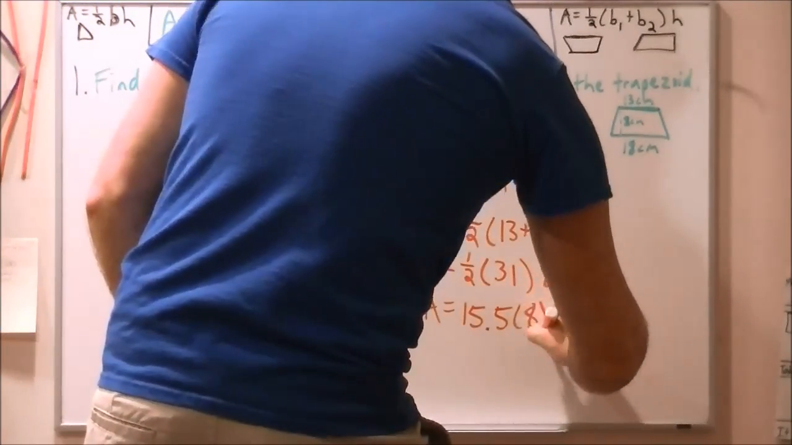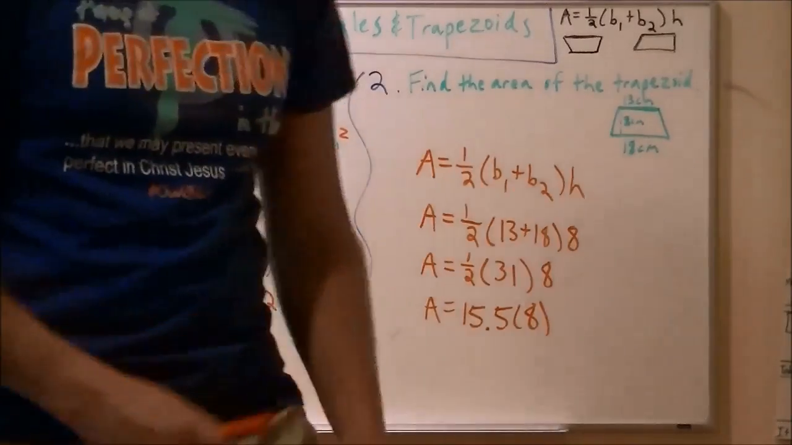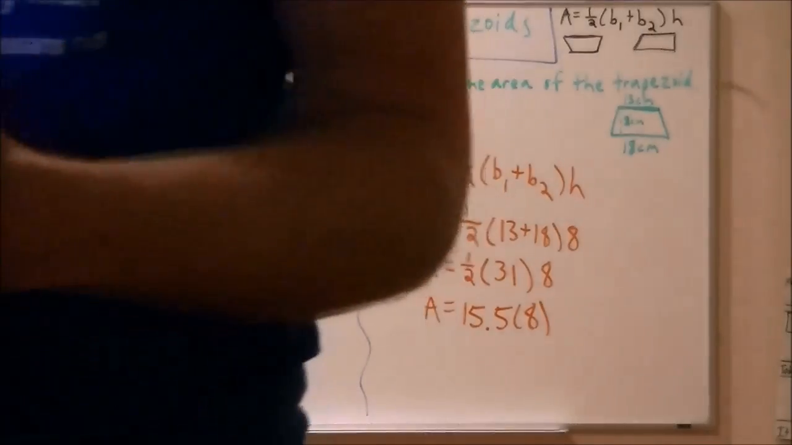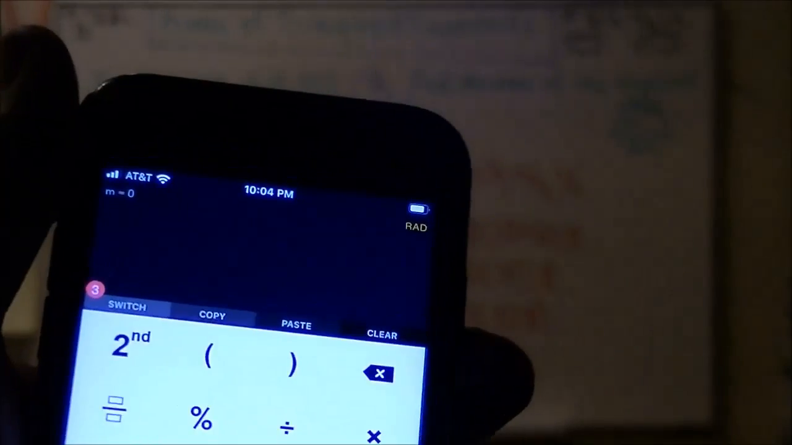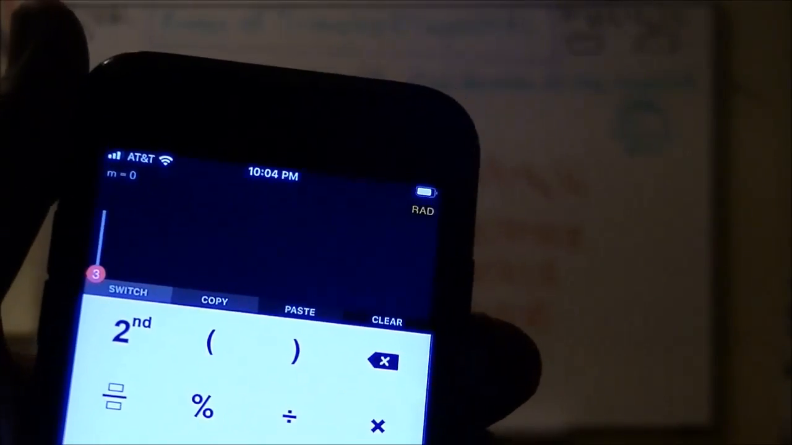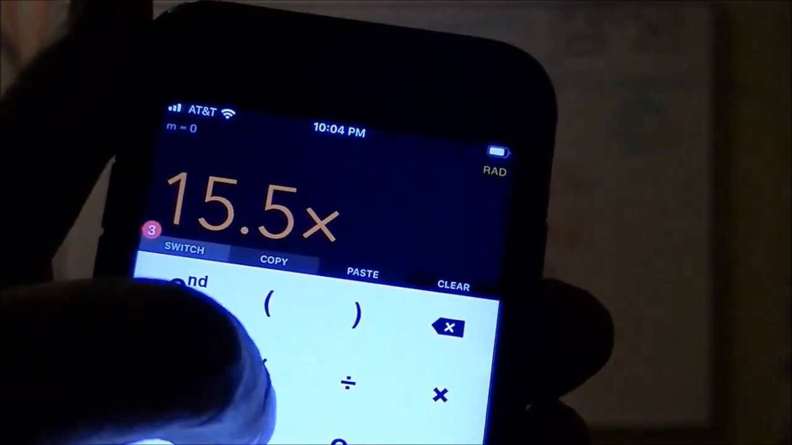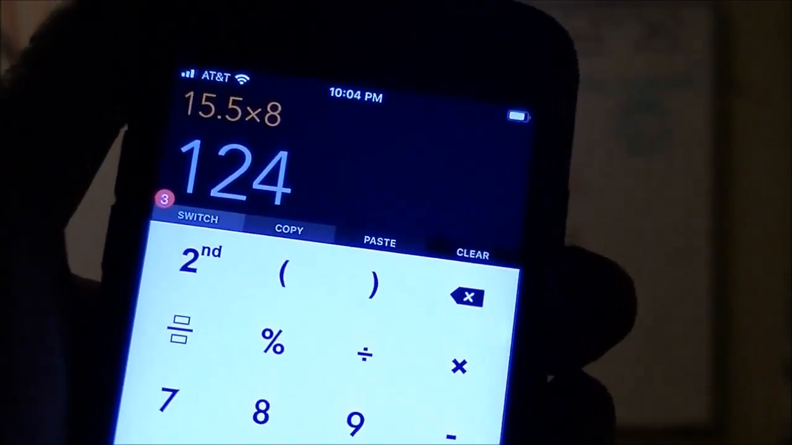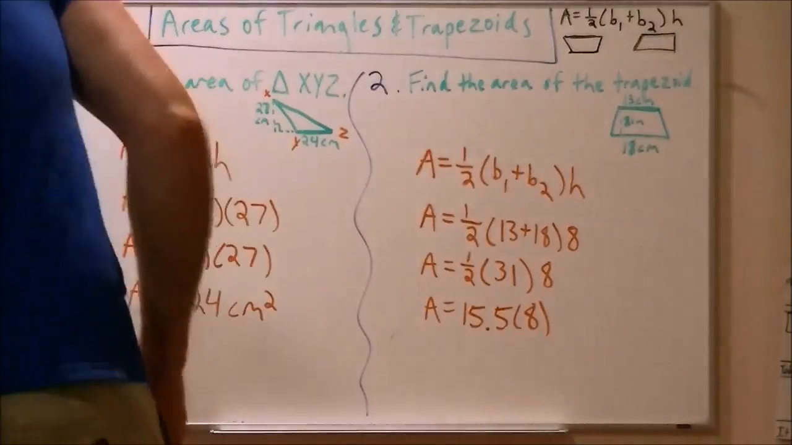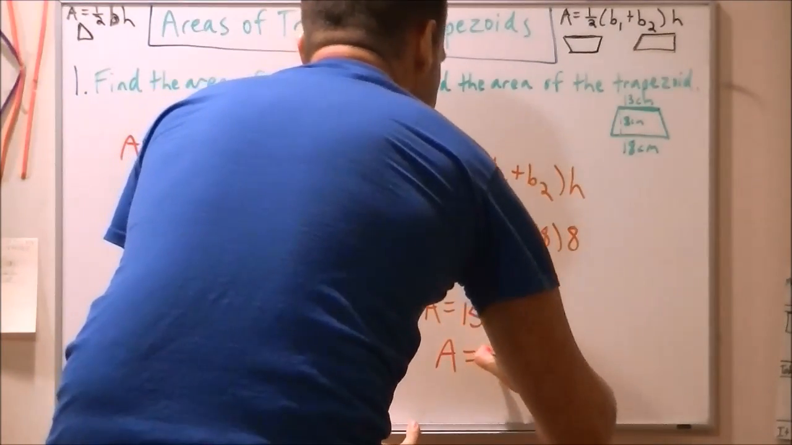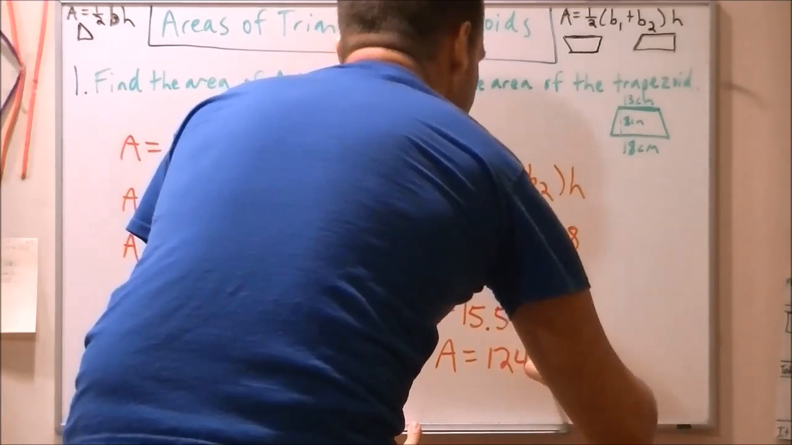And then I still have to multiply that by 8. And we could do that in our heads. We're not going to. We're just going to save the time, and we're going to punch it into our handy-dandy man-made calculators. We'll save our God-given ones for later, all that energy. Okay, so 15.5 times 8 equals 124. So the area of that trapezoid is 124.